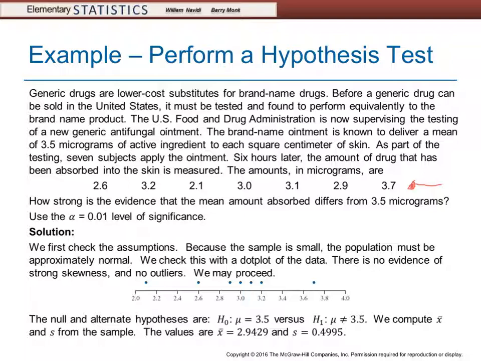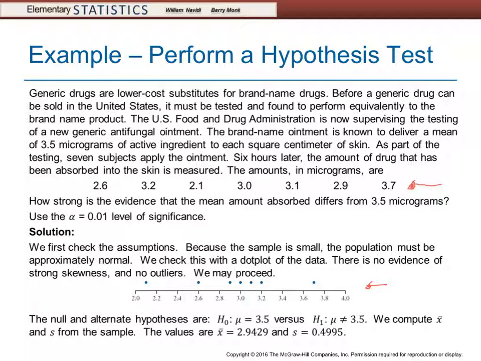Well, the solution is, first we check the assumptions. Because the sample is small, the population must be approximately normal. Here, the book uses a dot plot of the data, and typically we may use a box plot or check for skewness in Excel. In this particular case, the dot plot shows that there doesn't seem to be any major skewing, and there's no outliers at all.